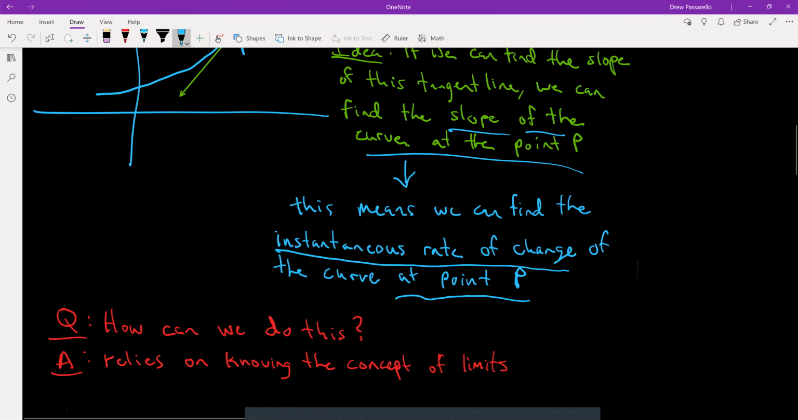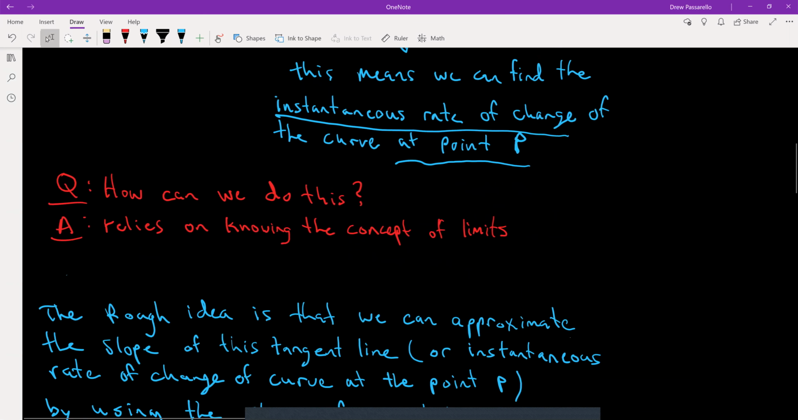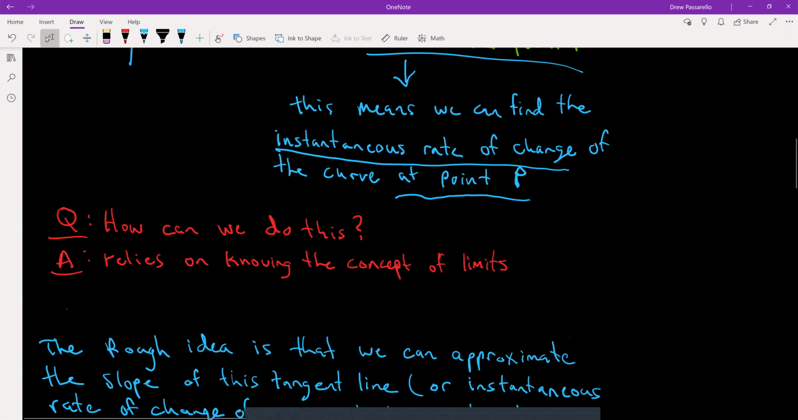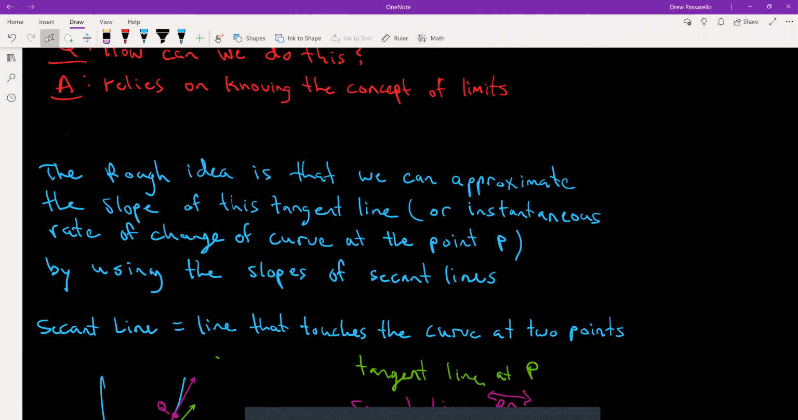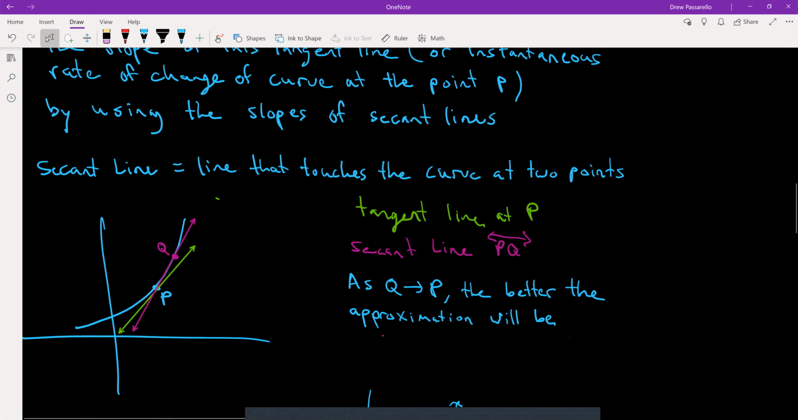So the question is, how do we do this? And the answer relies on knowing the concept of limits. So the rough idea is that we can approximate the slope of this tangent line, or instantaneous rate of change of the curve at the point P, by using slopes of secant lines. What I drew on the left here is we still have our original setup with the blue curve, and then we have P and then that green line. That green line is the tangent line. Now I added a second line in purple, and a second point, point Q. The purple line goes through the 2 points P and Q.